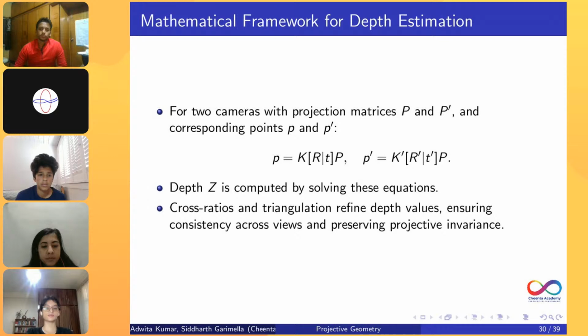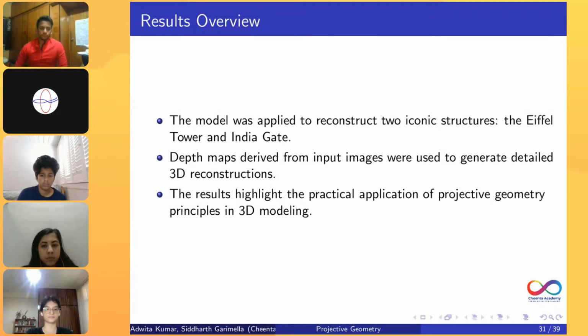Okay, so this is the mathematical framework for depth estimation. For two cameras with projection matrices P and P apostrophe and corresponding points p and p apostrophe, it's shown here below. Depth Z is computed by solving these equations, and the cross ratios and triangulation refine depth values, ensuring consistency across views and preserving projective invariance. You can go on to the next slide.